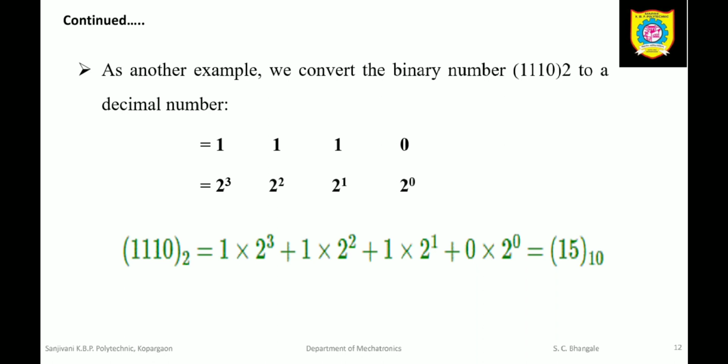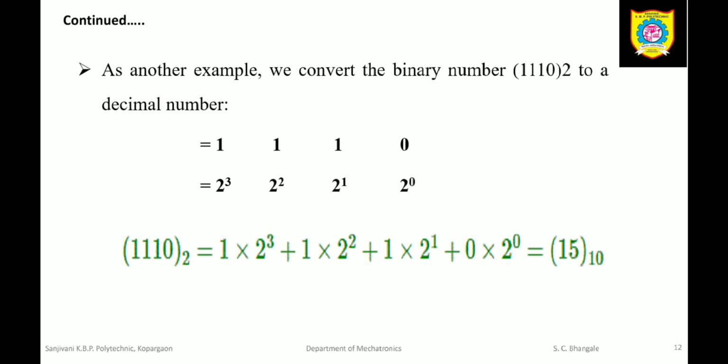Again, to understand the concept properly, we will discuss another example. Here the given binary number is 1110 to the base 2. We have to convert this given binary number into its equivalent decimal number.